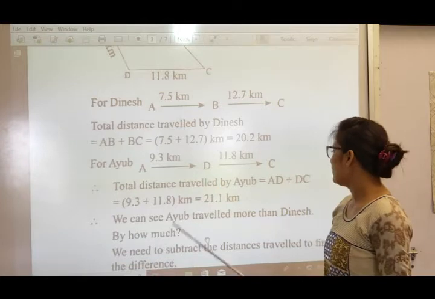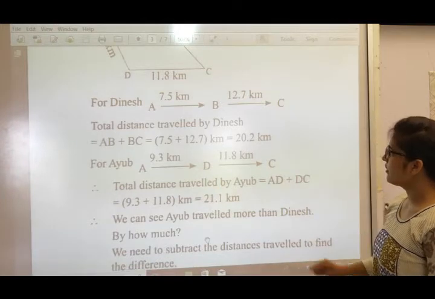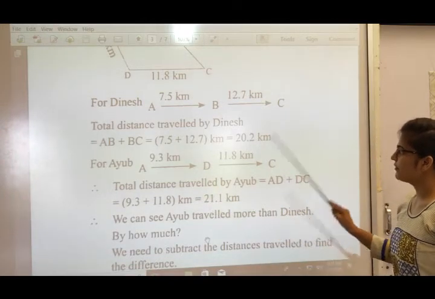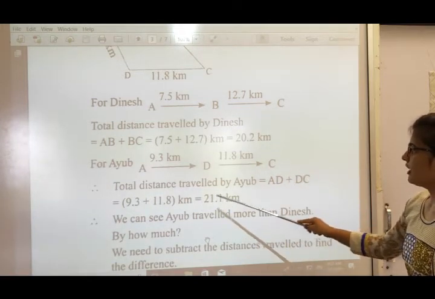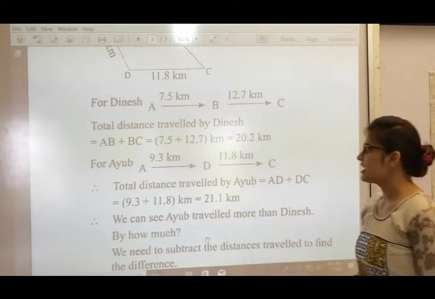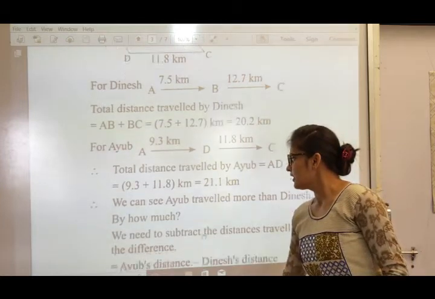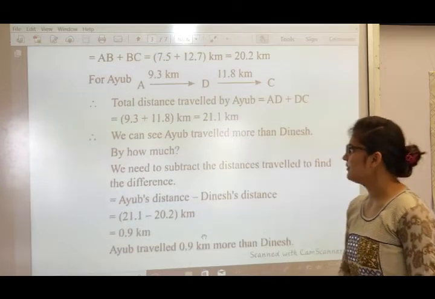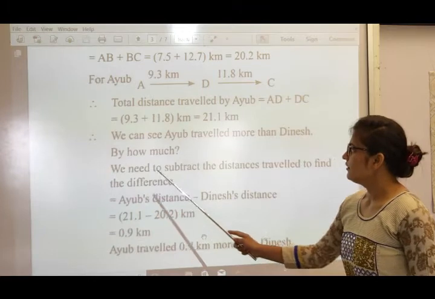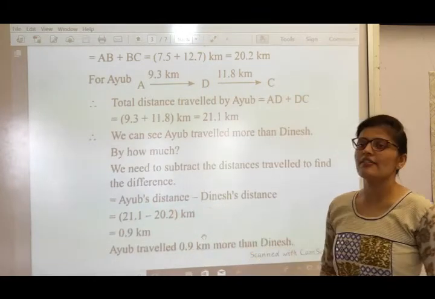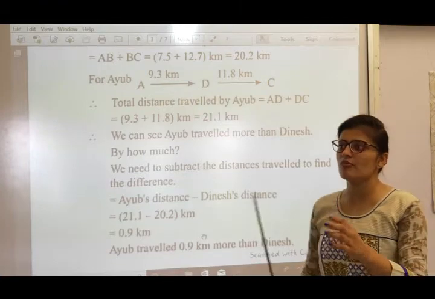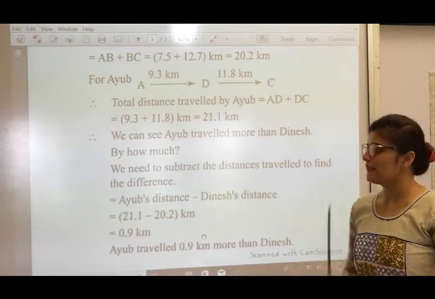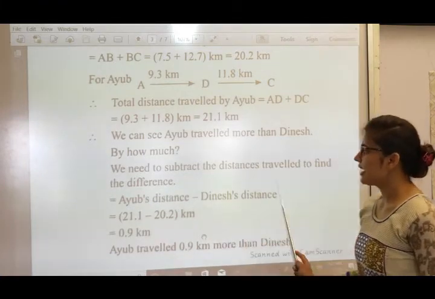Now we have to find out who has travelled more. So we will compare 21.1 and 20.2 kilometers, which you can see is more. 21.1 is more, so Ayub has travelled more. Now another thing is given, how much more they have travelled. We have to find out the exact kilometers, that is, what is the difference between them. So we have to subtract them.